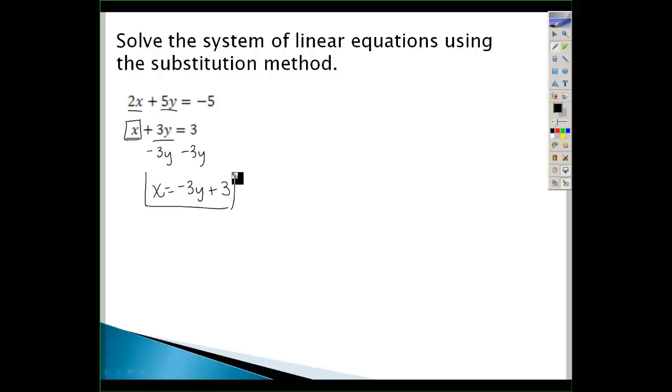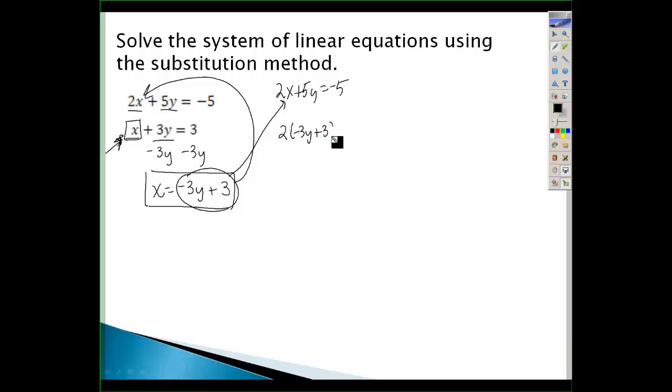Now, with this information, and since I've used the second equation, I need to plug it in to the first equation. I'm going to plug in what x is equal to. I'm going to rewrite my equation, 2x plus 5y equals negative 5, and instead of x now, I'm going to put in negative 3y plus 3. So once again, all I did was substitute what I know x must be equal to. Equals means interchangeable. They are the same.